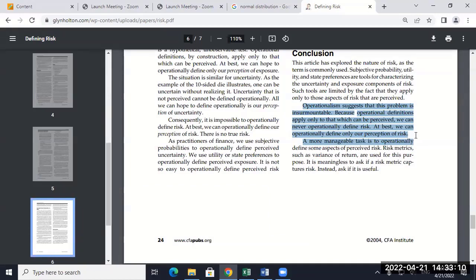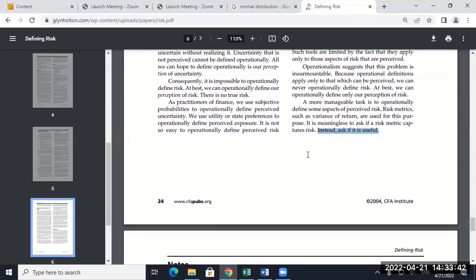This is his whole profession. This is how he makes money. He says, you can't measure risk. You can only measure some aspect of perceived risk. Why don't we measure risk we can't perceive, because we're not even thinking about it? So he says, no, you can't measure risk. So what he says is, don't ask if these things measure risk. It's meaningless to ask if a risk metric captures risk. Instead, ask if it's useful.